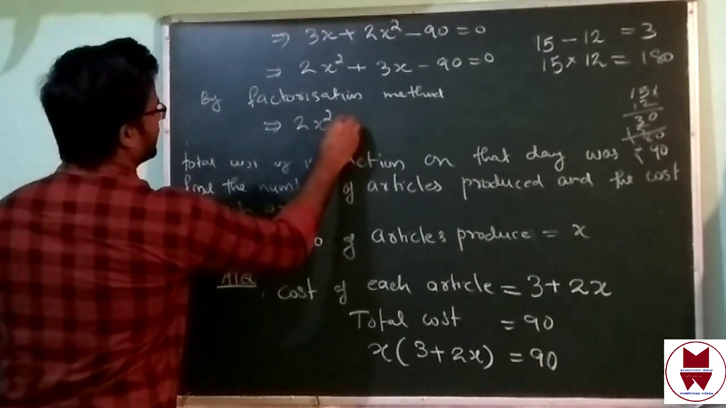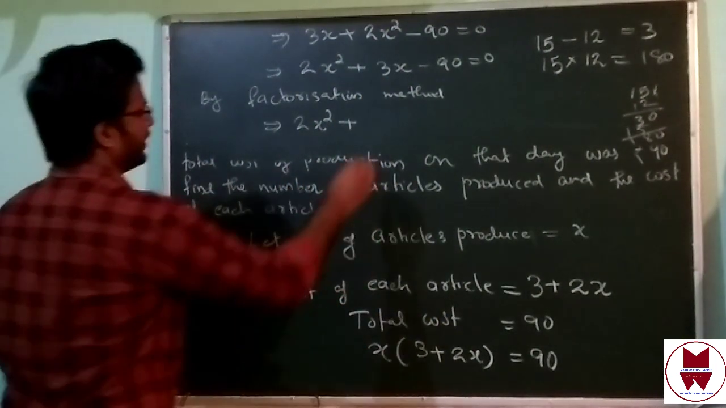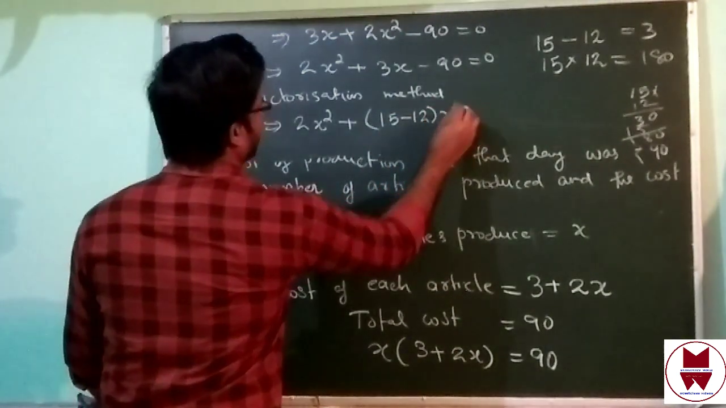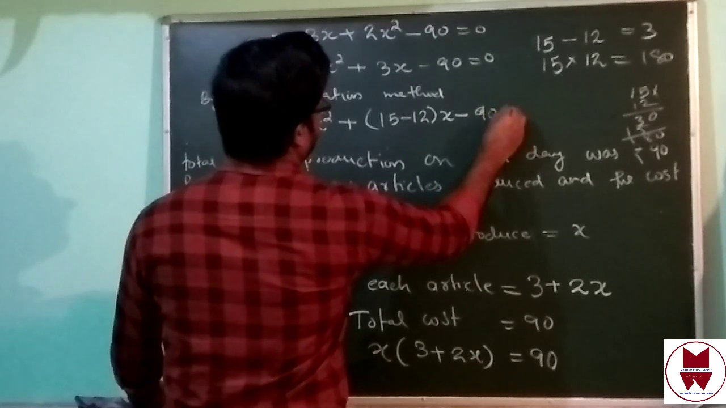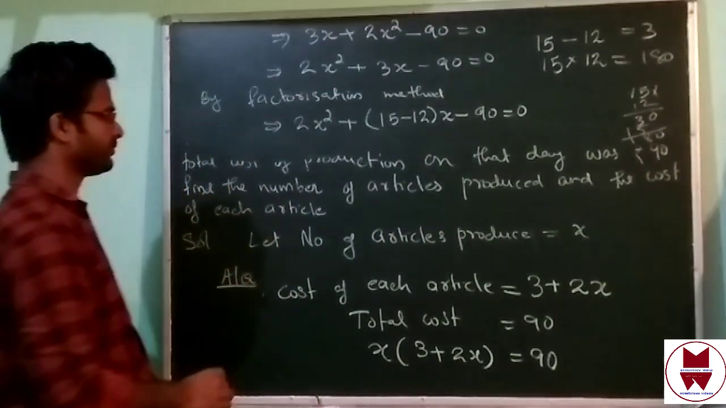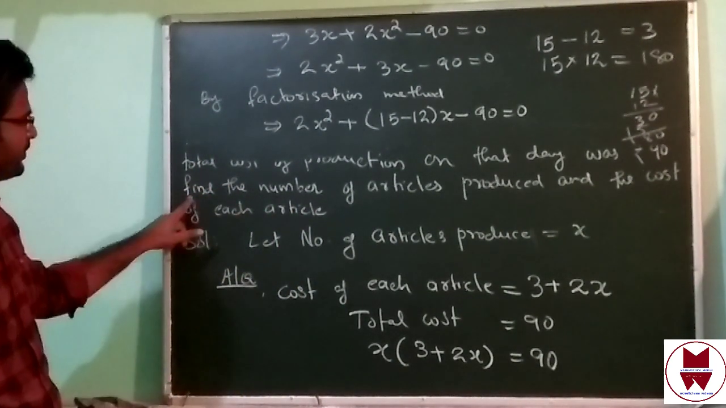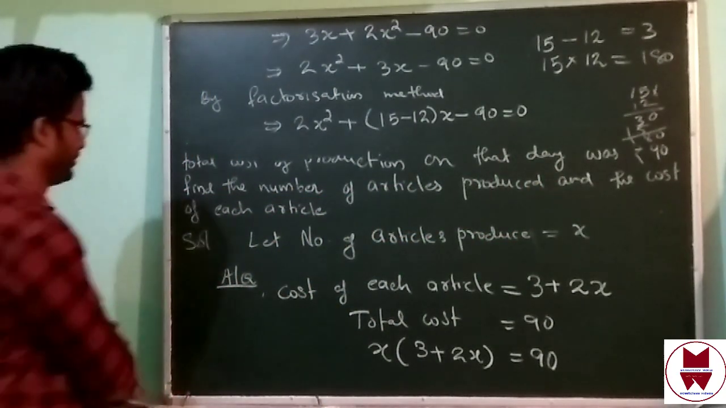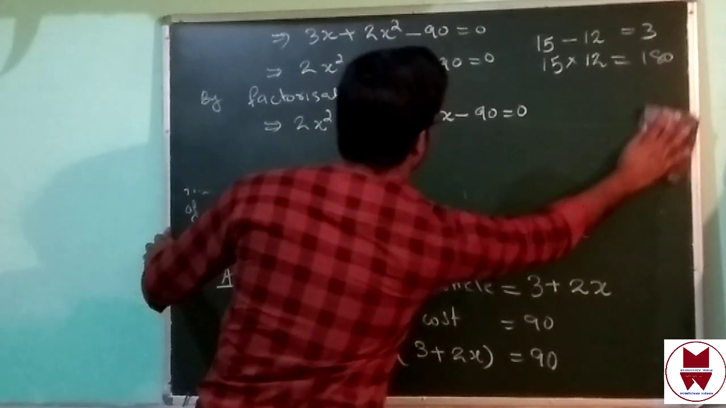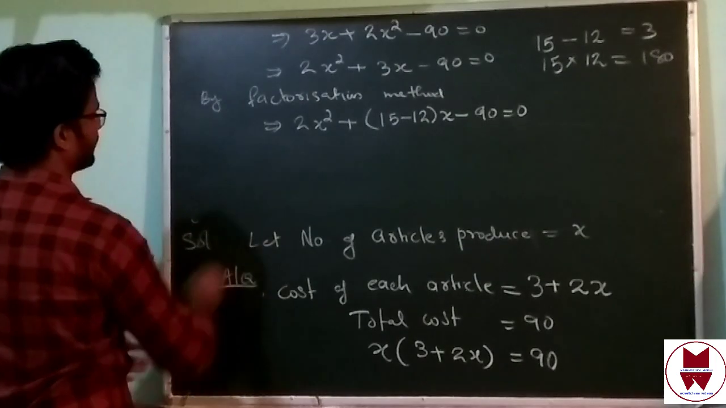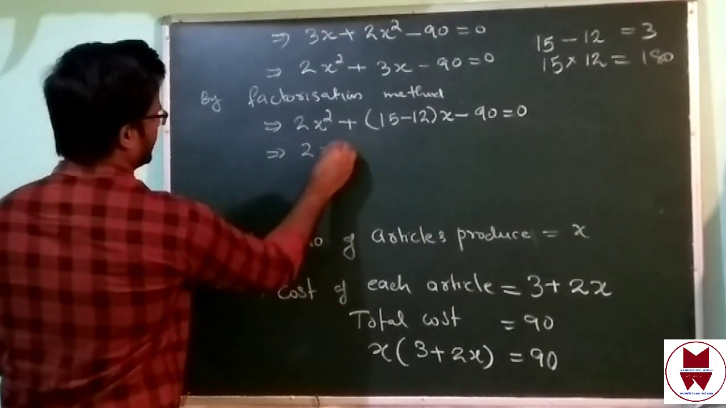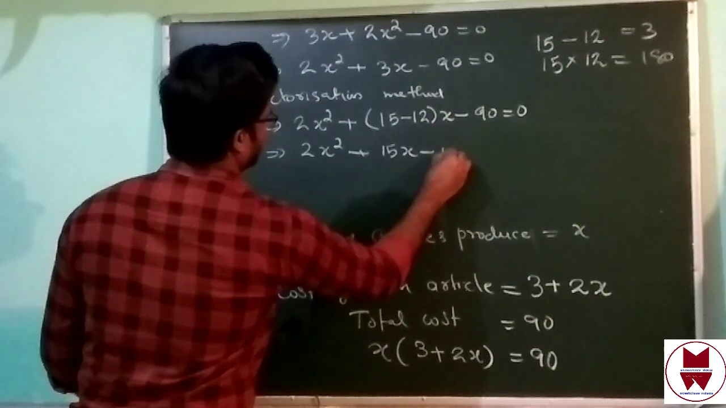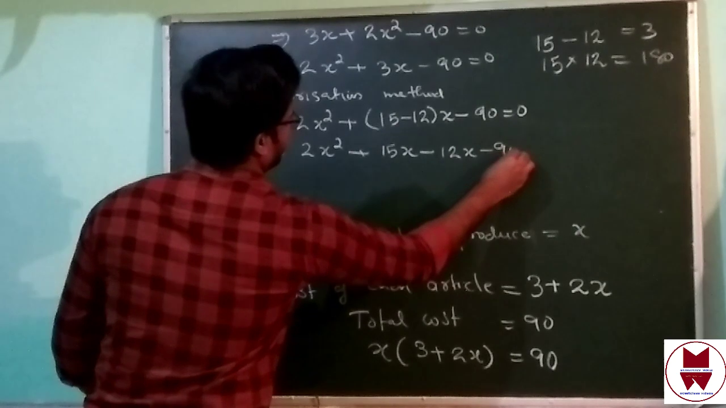2x square plus, we can write 3 as 15 minus 12, x minus 90 equal to 0. Again check, what is our question? Find the number of articles produced and the cost of each article. Those two are our question. 2x square, remove bracket, 15 into x, 15x, minus 12 into x, 12x, minus 90 equal to 0.